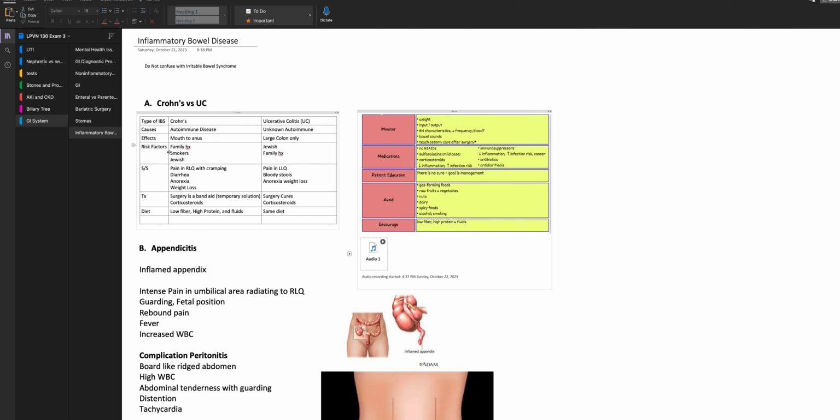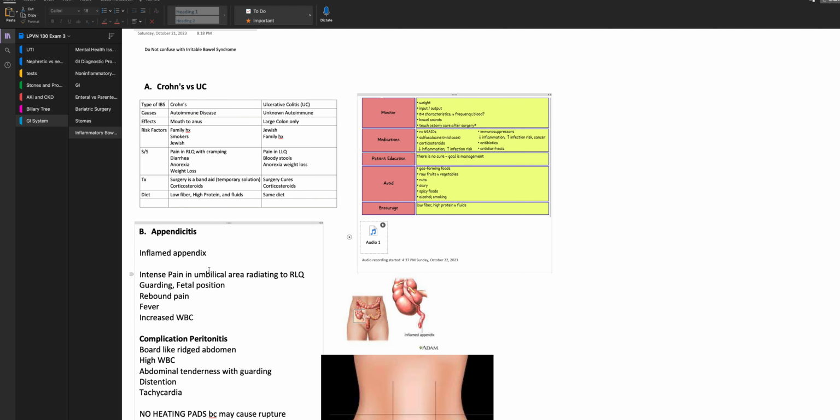And if they were having an exacerbation and they were in the hospital or you were seeing them in the community, you'd want to monitor their weight, their I&O. You want to monitor the characteristics of the stools, like how many stools they are having. With ulcerative colitis, they can be really bloody and mucousy. You want to monitor their bowel sounds and teach ostomy care after surgery. You want a low fiber diet. Oh, I already talked about that. Okay. Appendicitis.